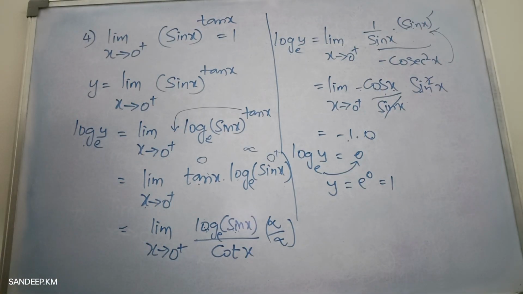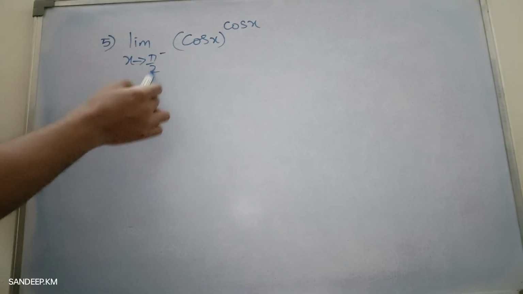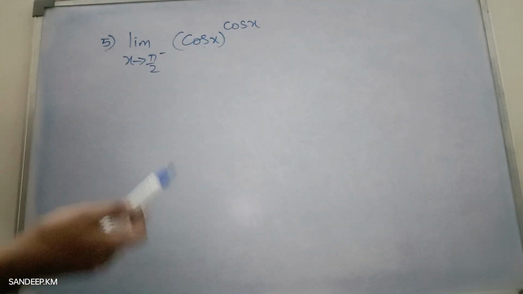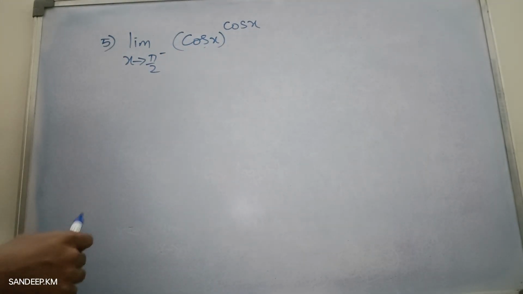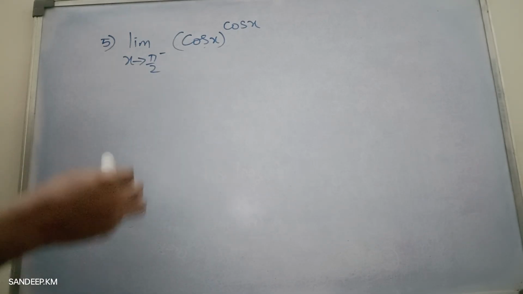Let us go to next question. Here is our fifth question. Limit x approaches pi by 2 of (minus cos x) power cos x. It is same as the previous model, right? So you can do this question. Try this question and let me know what is the answer that you have got in the comment section.